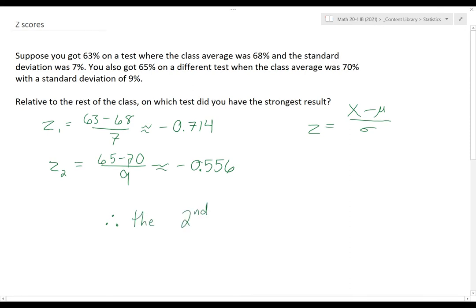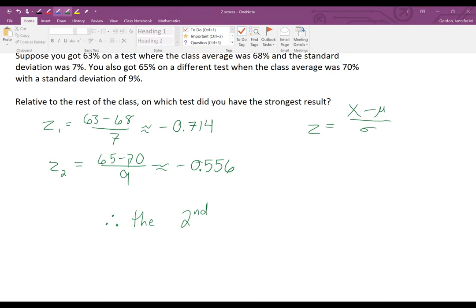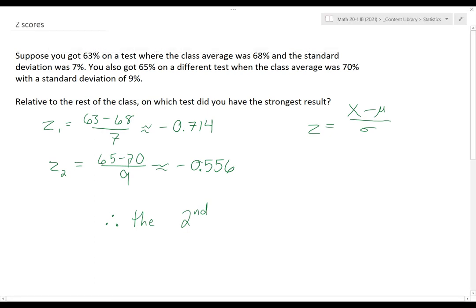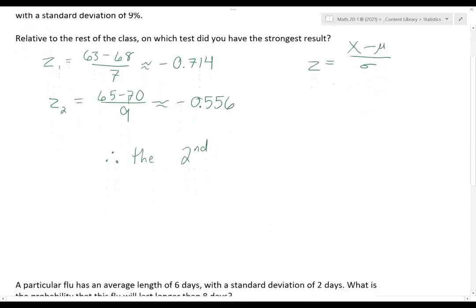Because in each case, yes, we were 5 points below the mean, but in the first case, there were more people who were within 7 points of the mean, versus in the second test, most people were within 9% of the mean. So there would have been more people with lower scores.